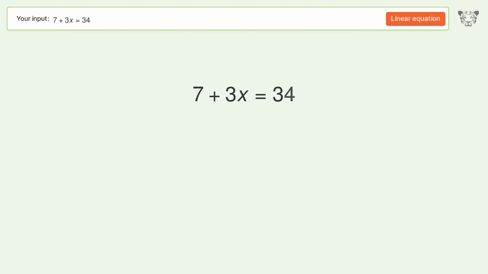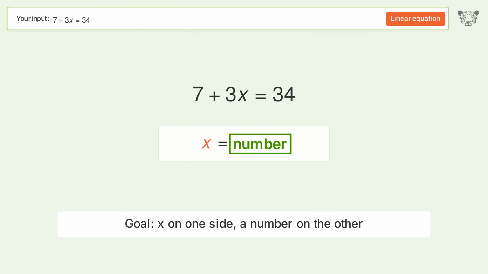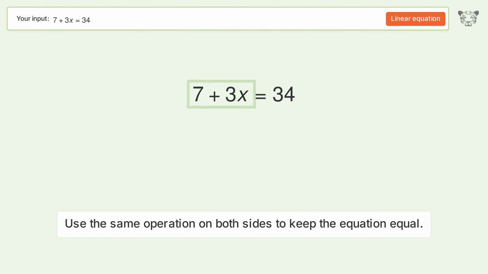Here is the linear equation we are asked to solve. 7 plus 3 times x equals 34. Solving means leaving the variable alone on one side, with a number on the other. Let's do this step by step. Use the same operation on both sides to keep the equation equal.